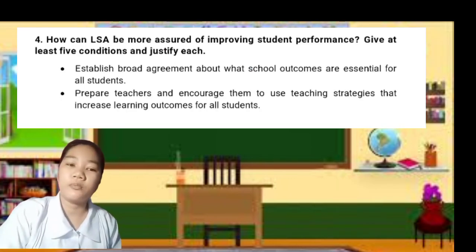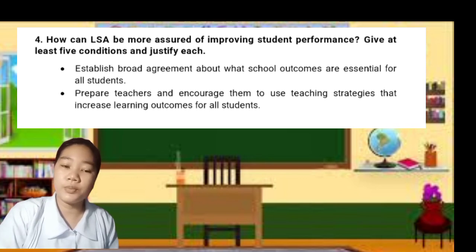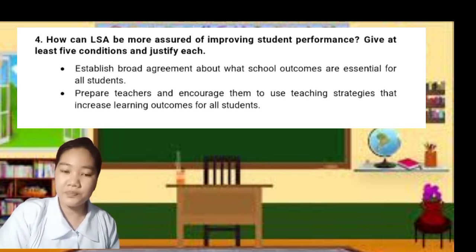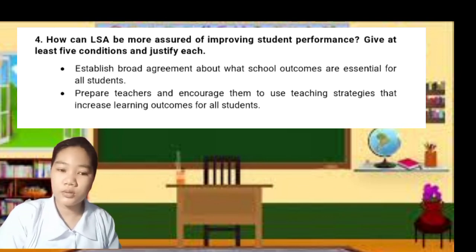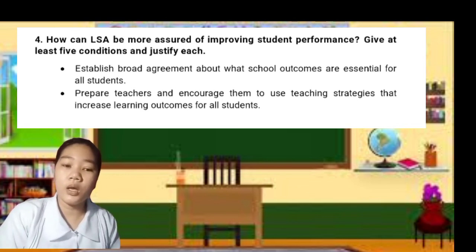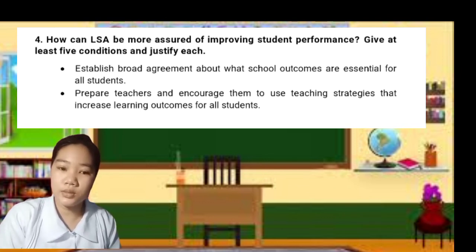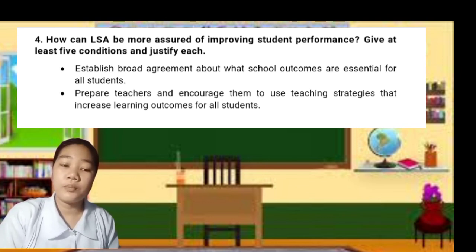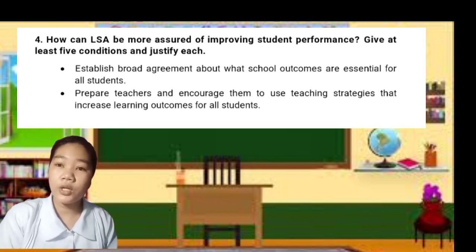Number 4. How can LSA be more assured of improving student performance? Give at least 5 conditions and justify each. Number 1. Establish broad agreement about what school outcomes are essential for all students. Number 2. Prepare teachers and encourage them to use teaching strategies that increase learning outcomes for all students.